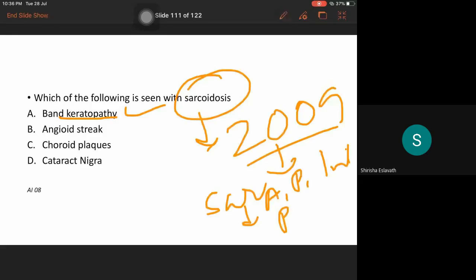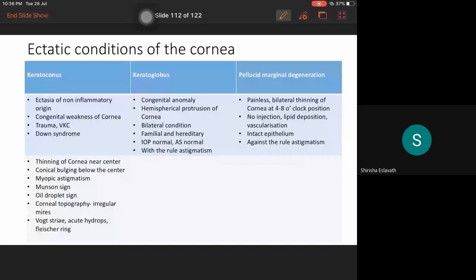Coming to the last topic, the ectatic conditions of the cornea. There are so many ectatic conditions, but you have to remember 3 main important types: keratoconus, keratoglobus, pellucid marginal degeneration. This pellucid marginal degeneration you need to differentiate from Terrien's marginal degeneration. You have to keep it in mind.